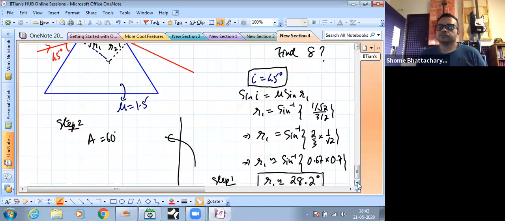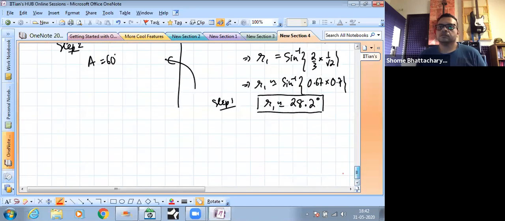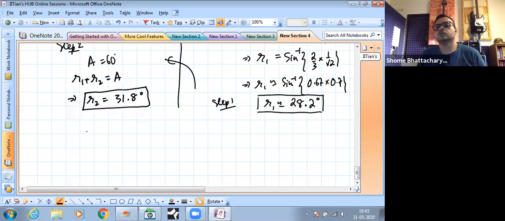So this is a fairly simple step now. R1 plus R2 is equal to A. Substitute this value and R2 comes out to be 60 minus 28.2, so that is 31.8 or nearly 32 degrees. So now again apply that in Snell's law.